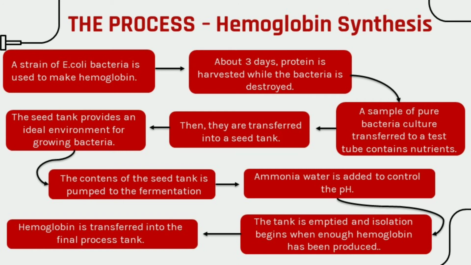The fermentation tank is a larger version of the seed tank. It is also filled with a growth media needed for the bacteria to grow and produce hemoglobin. Ammonia water is added as pH control is vital for optimal growth. And when enough hemoglobin has been produced, the tank is emptied so isolation can begin. And then, the hemoglobin is transferred to a final processing tank.